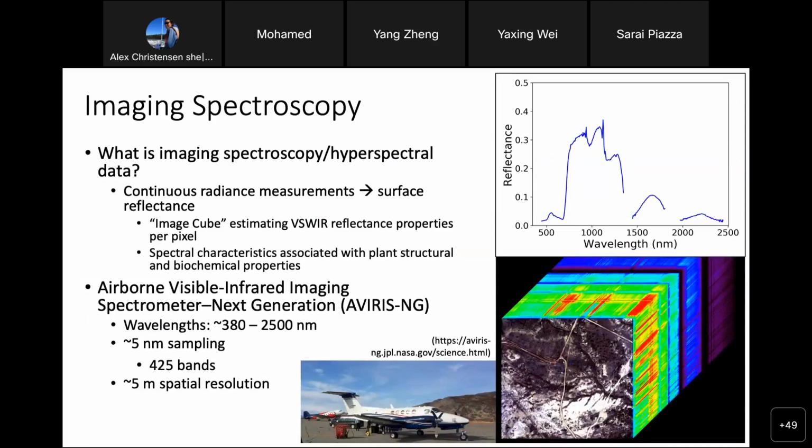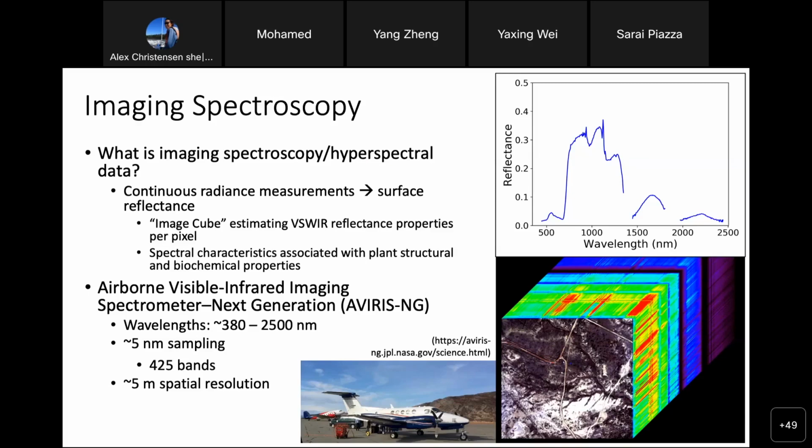So just a little background on what imaging spectroscopy or hyperspectral remote sensing is, as people usually refer to it. These are continuous radiance measurements that we can usually process to surface reflectance at each pixel that the airborne instrument gathers. So the full data set that is compiled can be thought of as this image cube that you can see in the lower right that estimates visible to shortwave infrared reflectance properties at each pixel.